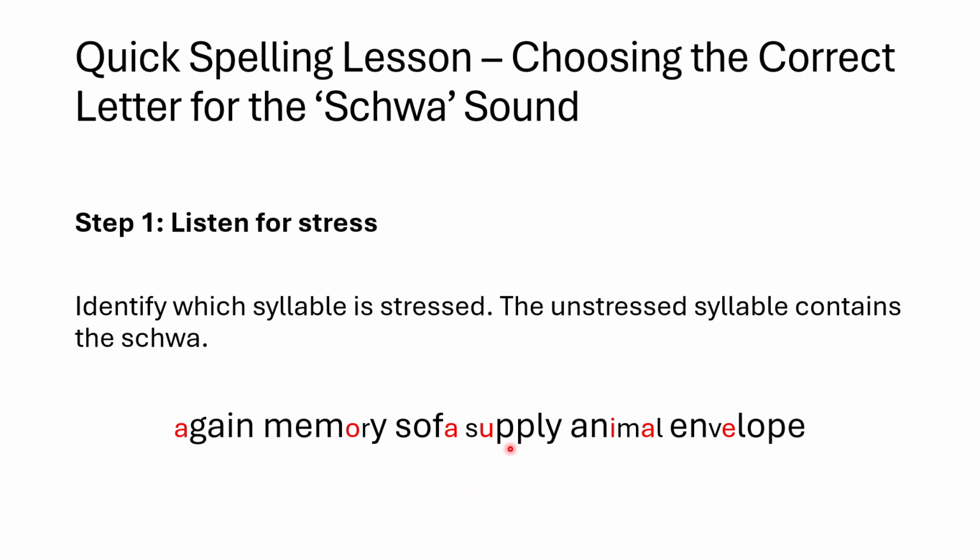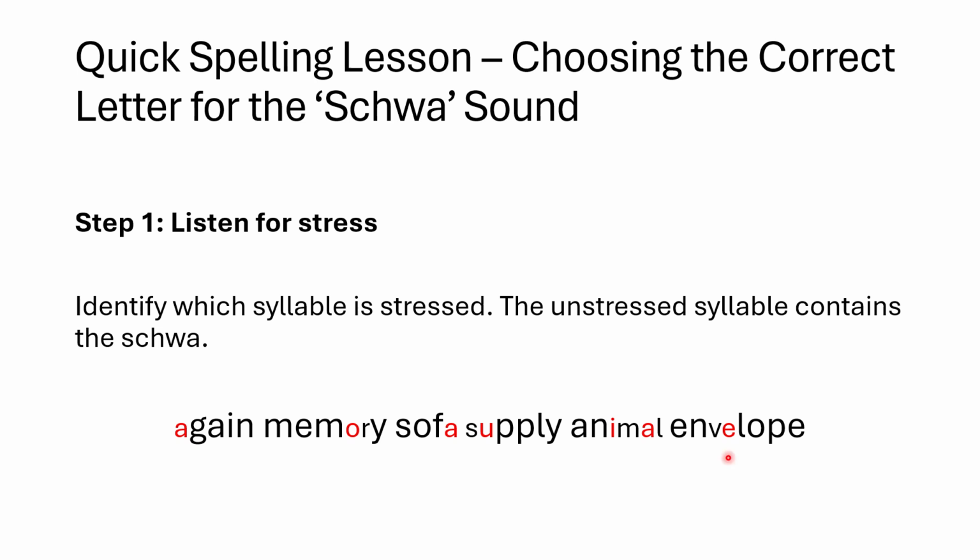Supply. The second syllable is stressed, so the first syllable makes a schwa sound. Supply. Animal. The first syllable is stressed, so the second and third syllable make the schwa sound. Animal.